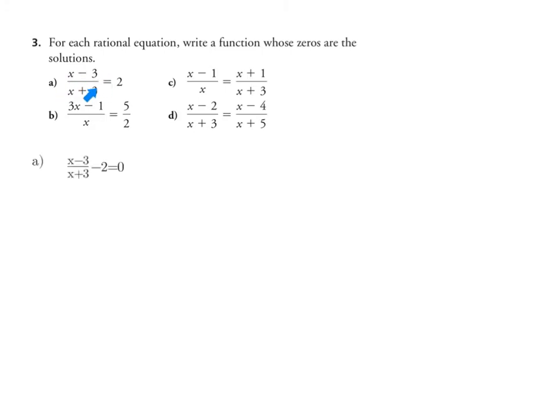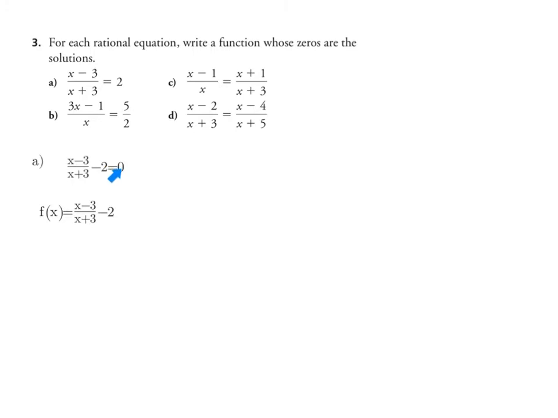let's rewrite the first equation with everything to the left. So (x minus 3) over (x plus 3) minus 2 equals 0. And so the solution to this is whenever all of this equals 0. So if I want to write a function with a 0 that has the same solution, I just say f of x equals (x minus 3) over (x plus 3) minus 2. Right? So when this equals 0, that's a solution to this problem.